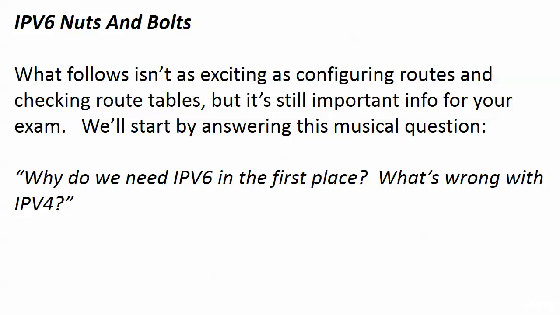Time for just a few IP version 6 nuts and bolts. And by that, we're going to take a look at the version 4 and version 6 frame formats, the frame headers actually. Note the differences there, and we're also going to answer this question: why do we need version 6 in the first place? What in the world was wrong with IP version 4?